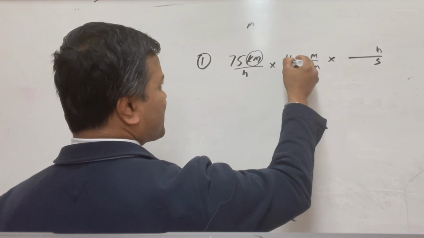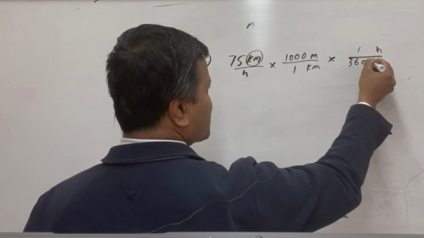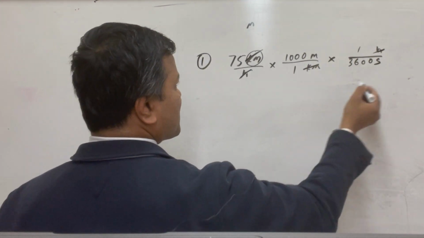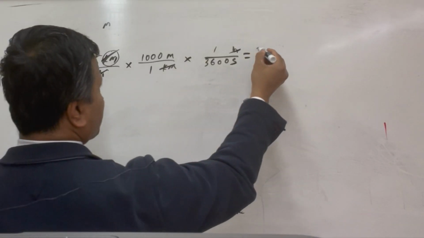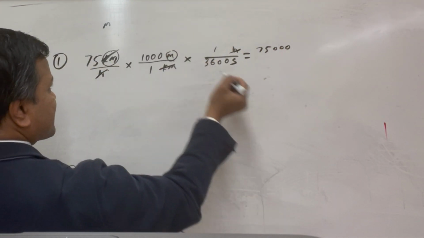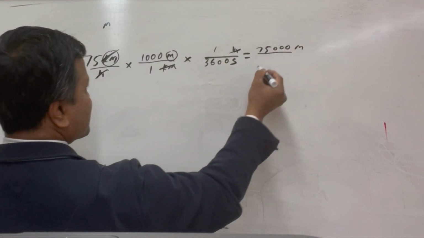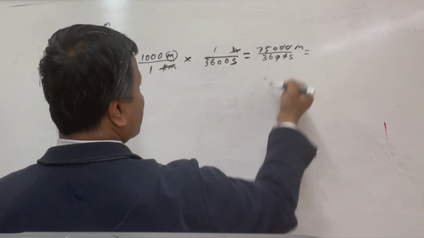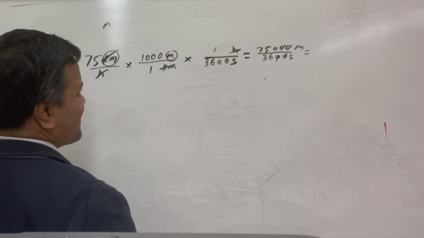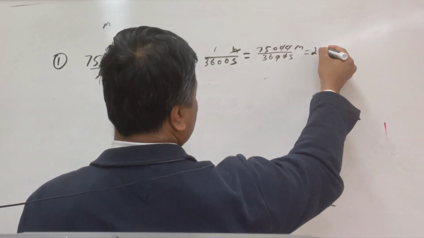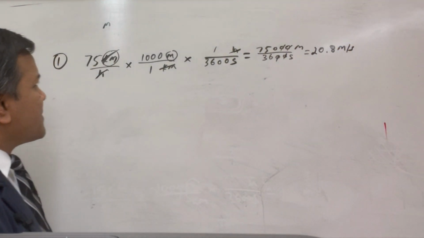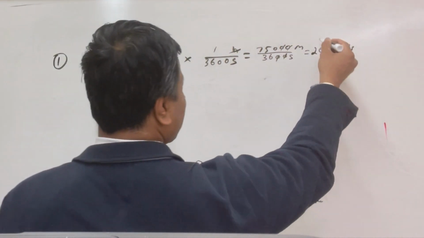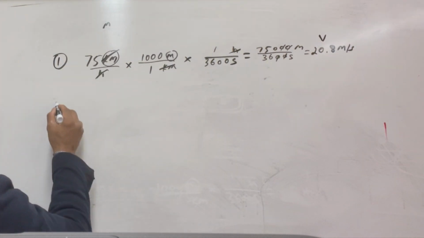So, 1 kilometer is 1000 meter and 1 hour is 3600 second, of course. Now, you have hour cancel, you have kilometer cancel. What are you left with? You are left with 75,000 meter over 3600 second, and a 0 is going to cancel. So, about 750 divided by 36, which is 20.8 meter per second. So, this is not SI unit, however, this is SI unit. SI unit for what? Velocity. Okay, good.